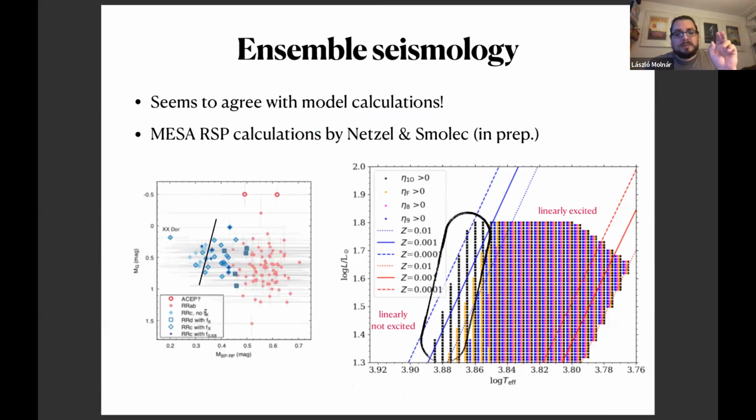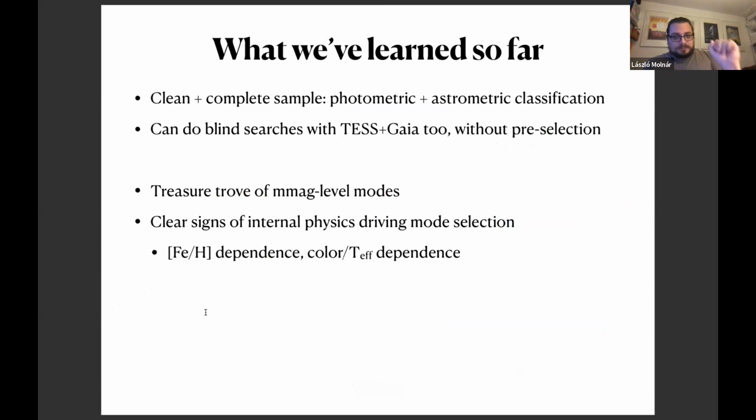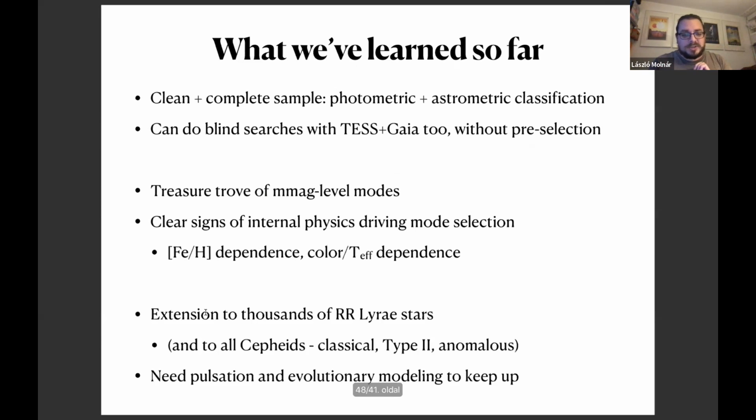And the modeling paper that's coming out is actually finding the same, that the modes are not linearly excited at the blue edge. So we are pretty close to actually confirming these modes being these high l modes. So what we have learned so far is that with Gaia and TESS, we can have a clean and complete sample of our RR Lyrae. We can even do a blind search, and we can find a treasure trove of millimagnitude level modes with these missions. And we are now seeing clear signs of internal physics driving the mode selection here. We see both metallicity dependence and temperature dependence.